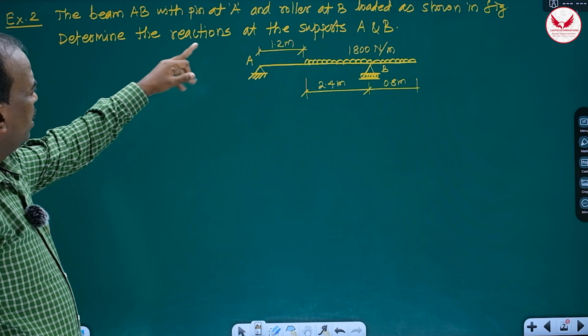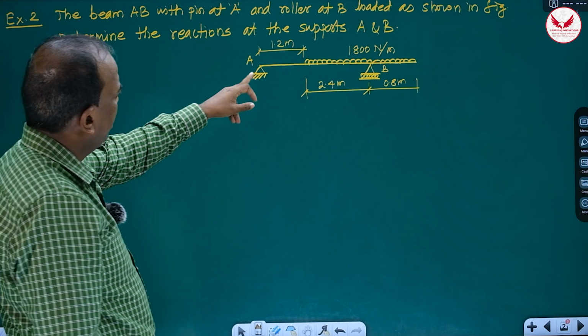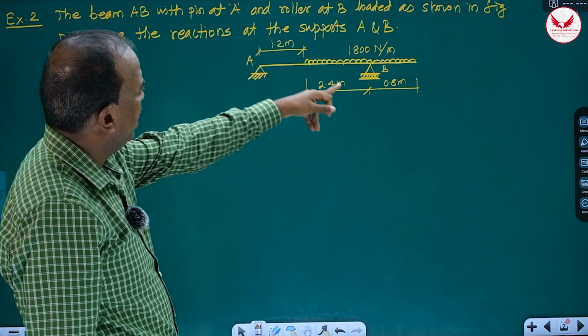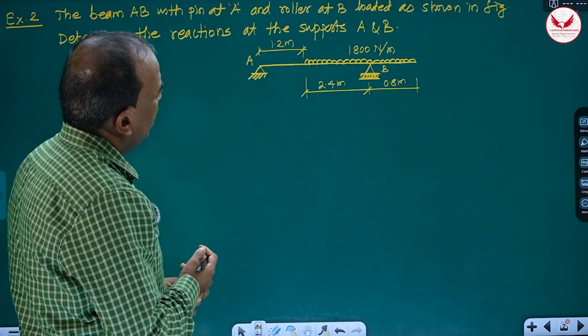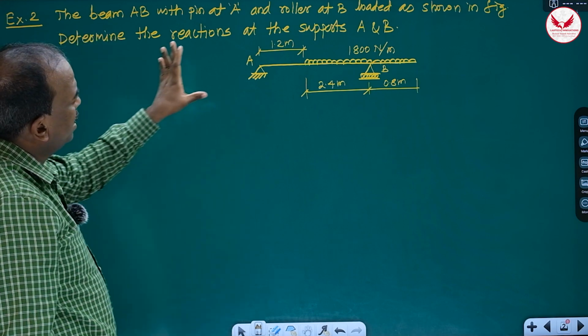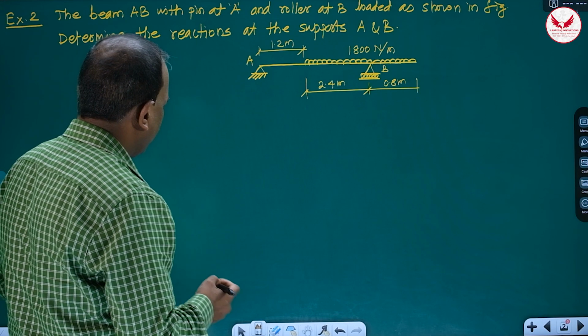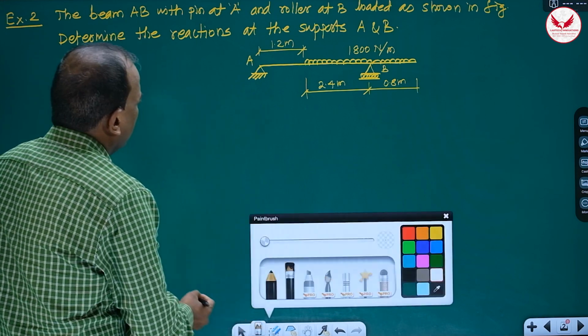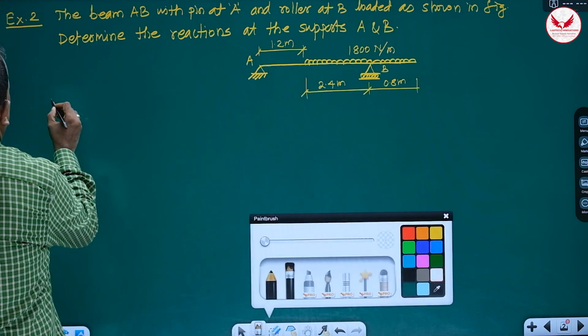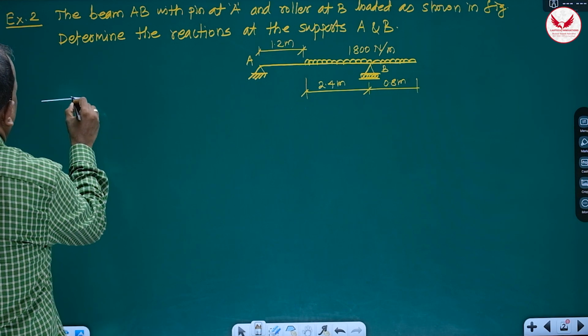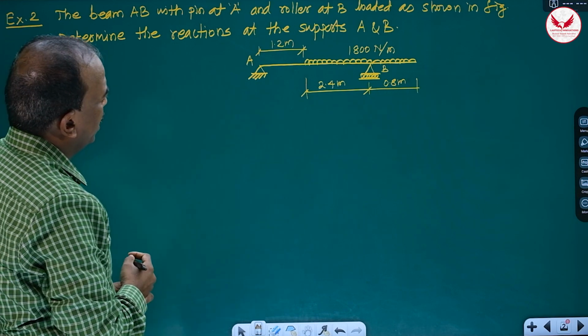The beam AB with pin at A, means at A, pin means hinge support, and roller at B. Loaded as shown in figure, determine the reactions at the supports A and B. Means we have to get the reactions at the supports. Again, what is the first step? First step is free body diagram. How to draw the free body diagram?